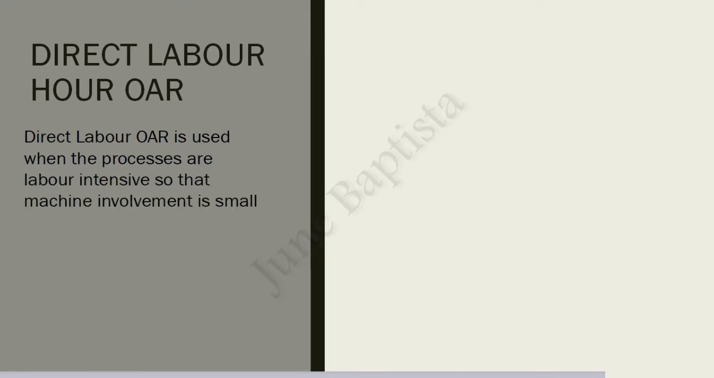Direct labor overhead absorption rate. Direct labor OAR is used when the processes are labor intensive, so that machine involvement is small and machine costs low, but labor costs are relatively high.